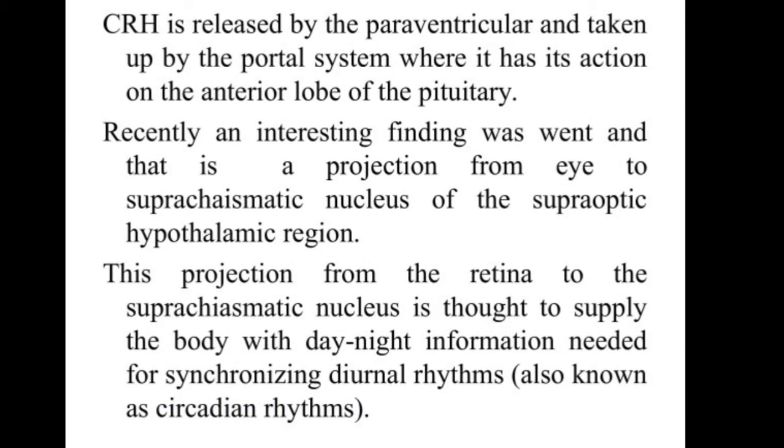So CRH is released. Third, we said CRH, corticotropic releasing hormone, is released by the paraventricular nucleus and taken up by the portal system, where it has its action on the anterior lobe of the pituitary. So that is adenohypophysis. CRH has its action in the anterior pituitary, adenohypophysis.